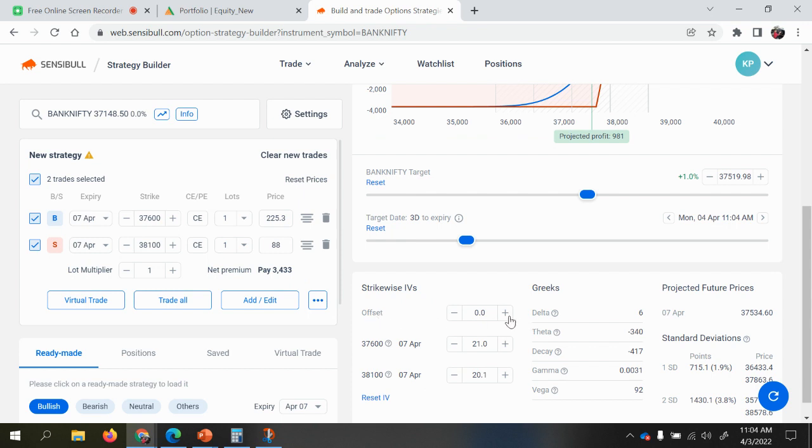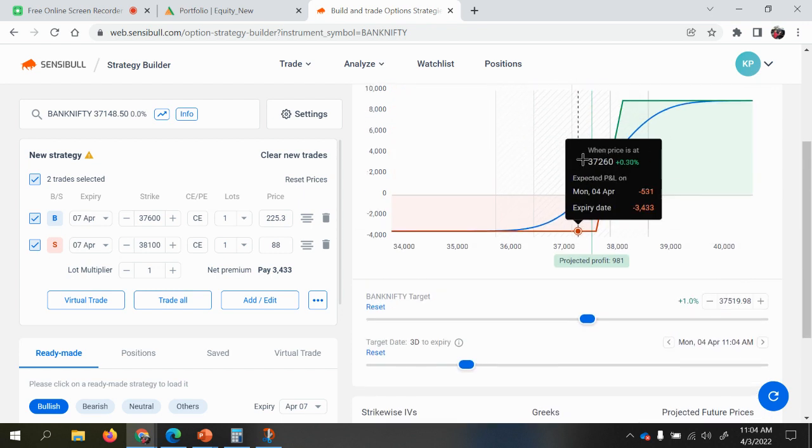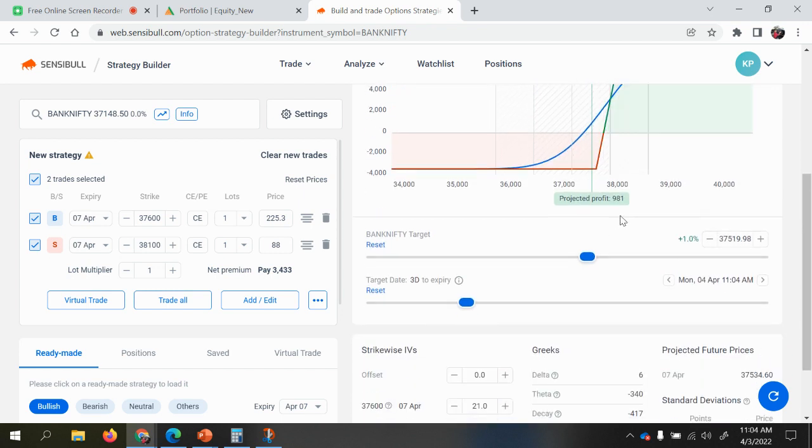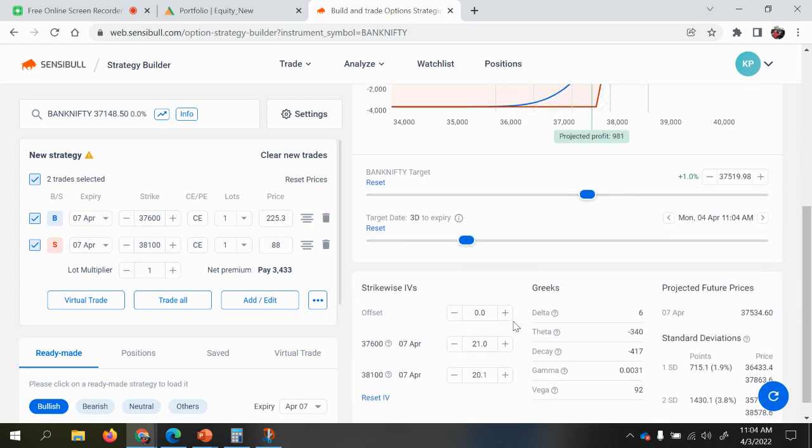So I'm just trying to increase the VIX and keep an eye on this 981 profit, friends. Let's see what will happen if the VIX increases. I'm increasing the VIX here. The price remains as it is. Just keep an eye on the profit. I'm increasing VIX, and the profit has increased.